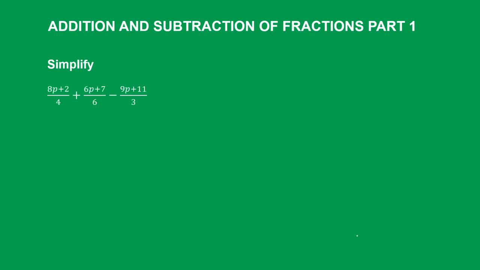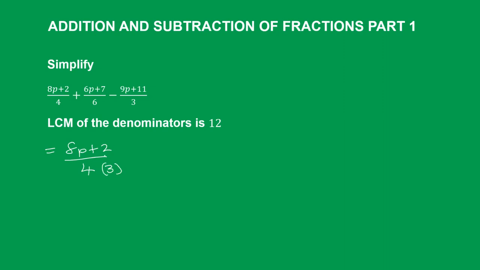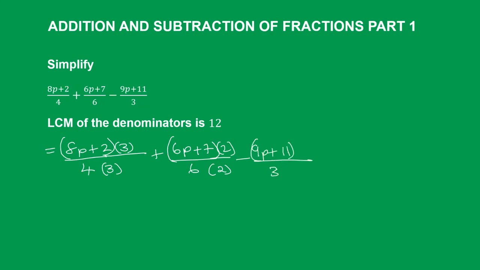Okay. Then the last one, the LCM of the denominators, or the LCD, is 12. So we have to make sure that all the denominators are 12. So we have 8p plus 2 over 4. To make it 12, multiply by 3. So we multiply the numerator by 3 as well. Then plus 6p plus 7 over 6. We have to multiply the denominator by 2, and then multiply the numerator by 2. Then minus 9p plus 11 over 3. Then we have to multiply by 4, and then multiply the numerator by 4.